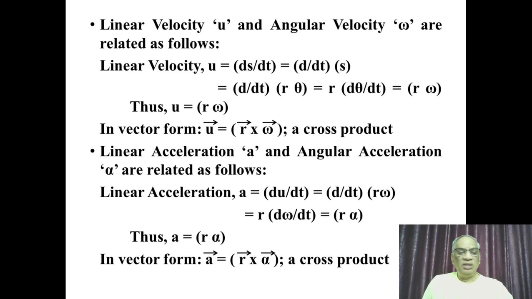Similarly, linear acceleration A and angular acceleration alpha can also be related as follows. Linear acceleration A is equal to du by dt, the rate of change of velocity, which is equal to d by dt of r omega, because u is r omega. So with r constant, it is r times d omega by dt, that is r alpha. Thus A is equal to r times alpha. In vector form, A bar is equal to alpha bar cross r bar, again a cross product.